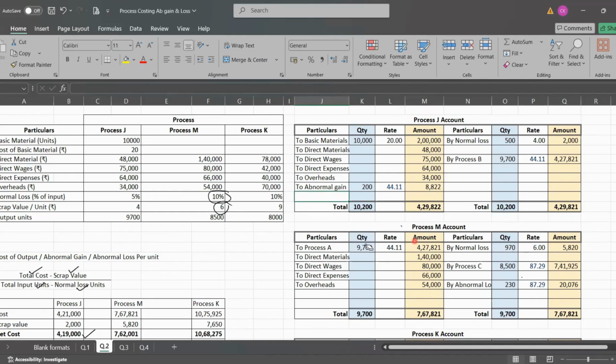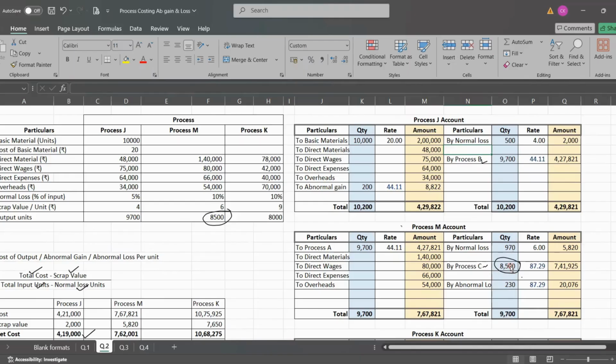It is the scrap value total collected. After normal loss calculation, the next value is output. Output of process M is 8,500. So write output as transferred to next process, 8,500. Here the name is by mistake C and here it is B, so kindly adjust. No, it's fine. I'll change it afterwards before sharing the PDF with you. So in process C, transfer of 8,500 units is given.